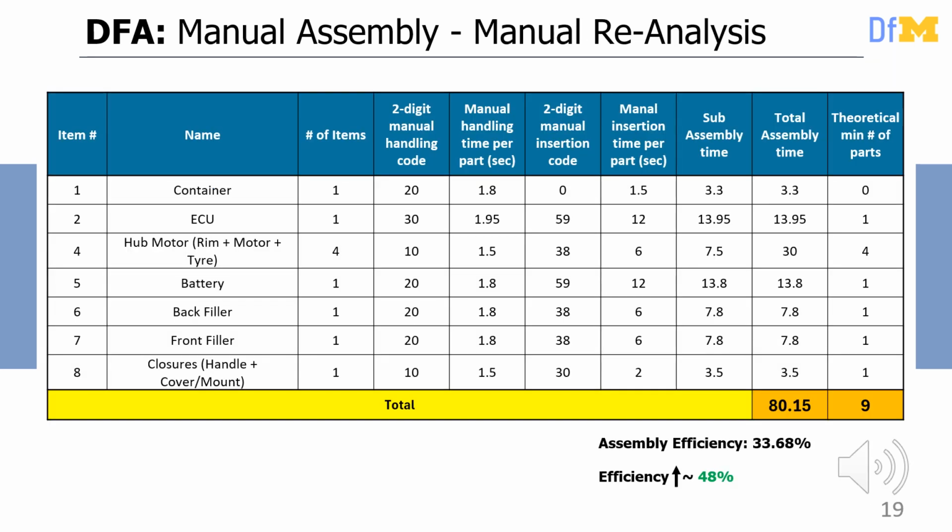Here we calculate the change in the DFA manual assembly time after implementation of the before discussed changes. The process still remains the same. Each part's assembly time was calculated individually and summed up. Now we can see a significant decrease in the total assembly time, which went from 171.52 seconds initially to a mere 80.15 seconds. The theoretical minimum number of parts also decreased to 9. The assembly efficiency though jumps by 48%, from 22.73% to 33.68%.